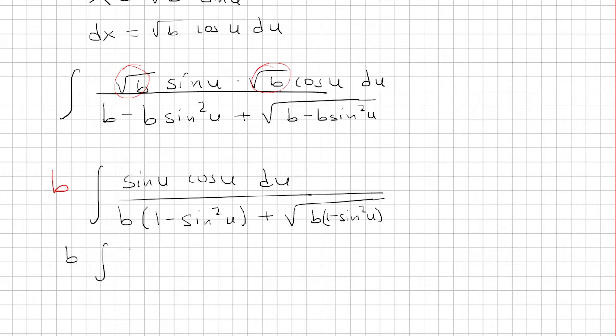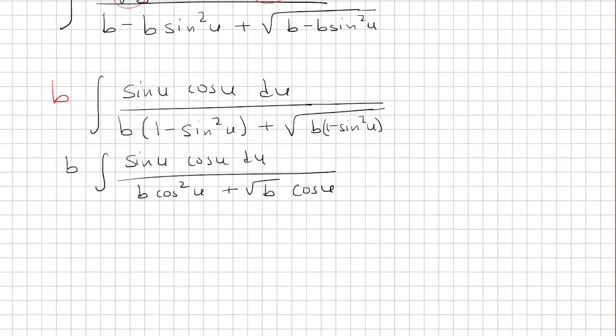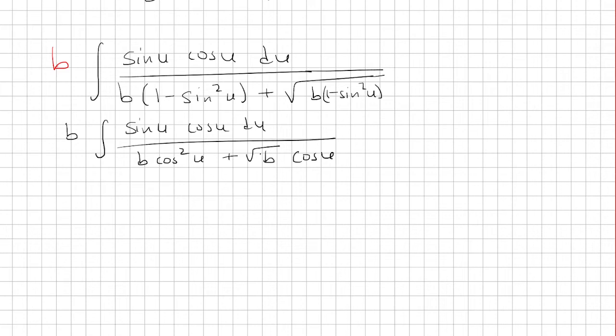So we have b outside. And then 1 minus sine squared is cosine squared. And so just the square root of b, and then the square root of 1 minus sine squared is cosine squared, and the square root of that is just cosine. So I can factor out on the bottom a cosine. I'm just going to write the top as cosine in front because that's going to get canceled.